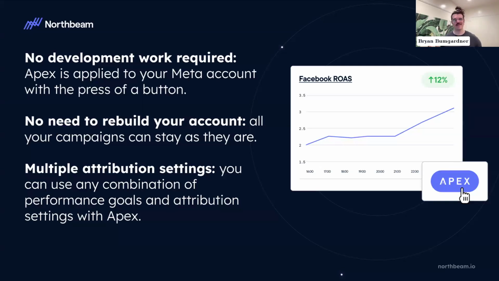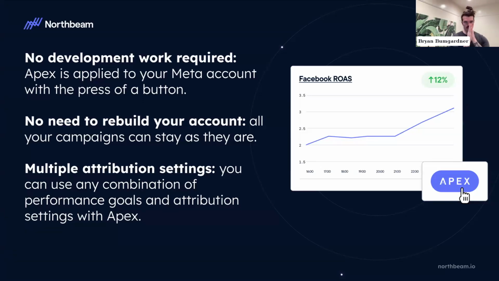You've probably seen me, or gotten ads from me, or seen a subject line via an email from me that says skyrocket your Meta ROAS with the press of a button. It is quite literally the press of a button, or more literally the flip of a switch. There's no development work required here. You'll go into your backend on Northbeam. Once you've requested Apex, you're part of the enterprise team, you're ready to do it, and you'll flip a switch. When you flip that switch, everything happens on the backend. Apex is applied. You don't need to rebuild your accounts. You don't need to rebuild your campaigns. You don't need to do any of that stuff. Everything can stay as it is.